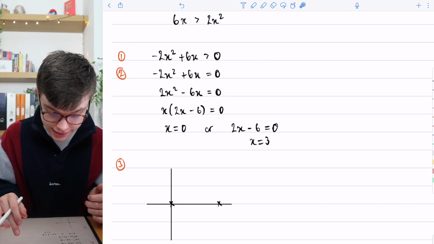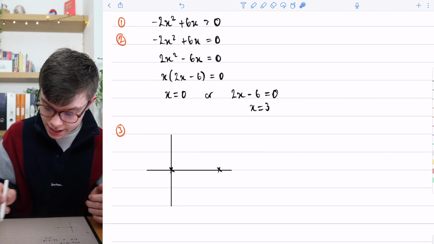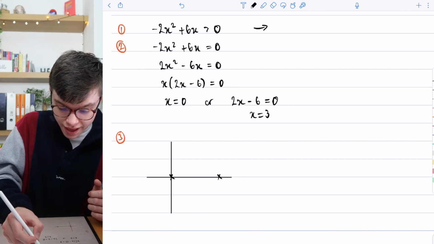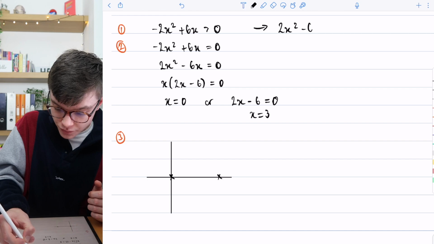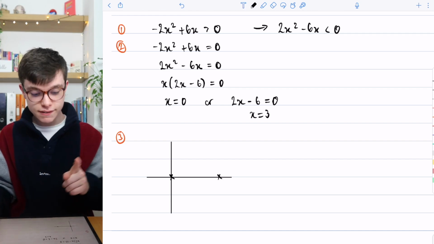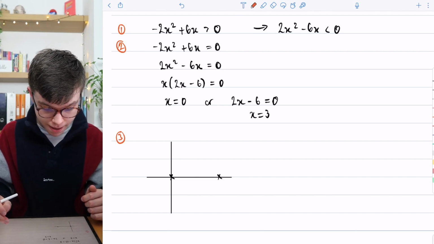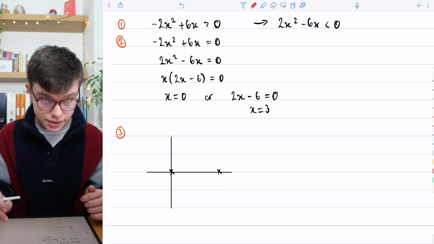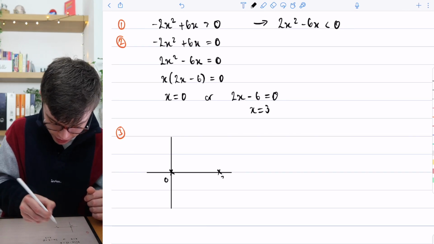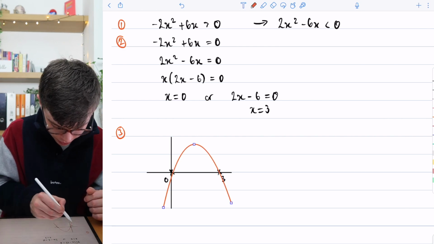And again, it is a negative quadratic when it is greater than 0. So it's nice that all 3 examples have been negative. You could also say from that 2x squared minus 6x is less than 0, and then we would have had a positive quadratic. It doesn't matter either way. I'll go with the question and I won't multiply by minus 1 there, so I'll get a negative quadratic. So 0 and 3, and then I'm going to have something that looks like that.